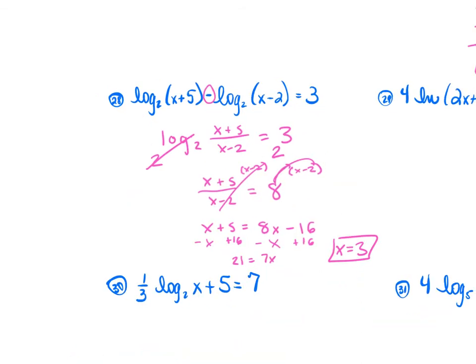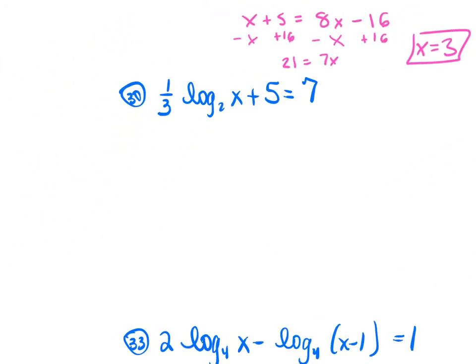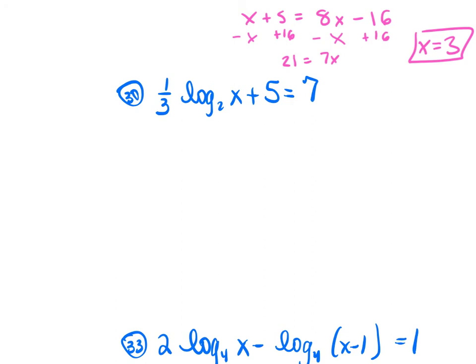Any questions on that one? All right, 30. What do we do first here? You have to get rid of the fraction. Or you don't have to, but to make it easier, you can multiply by 3 on both sides. But this log base 2 of x, the log is only affecting the x. So we have to be careful that we don't think it's the log of x plus 5. So what can we do before we multiply by 3 on both sides? Subtract the 5.